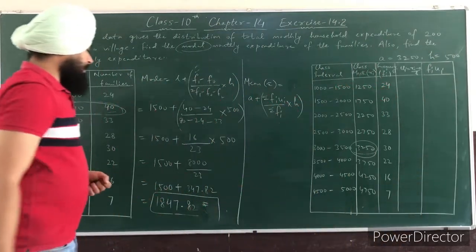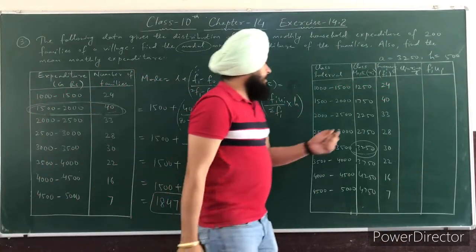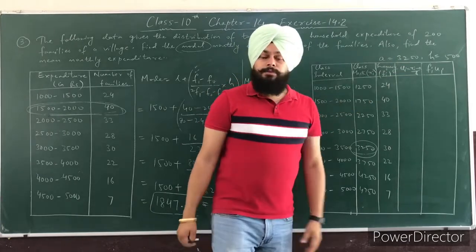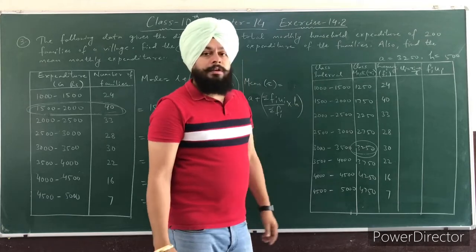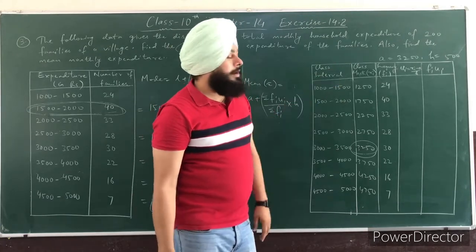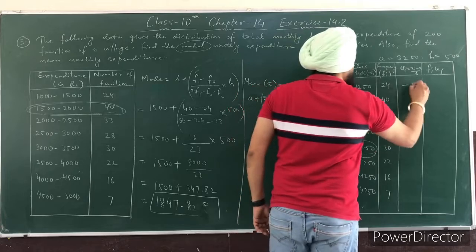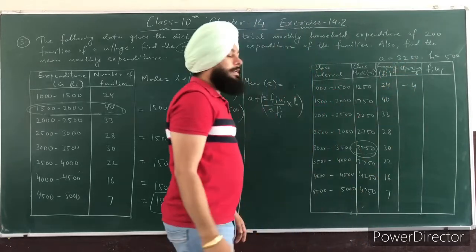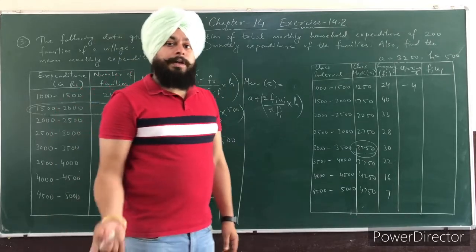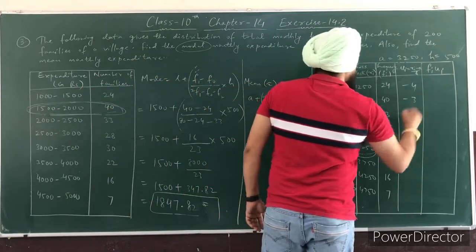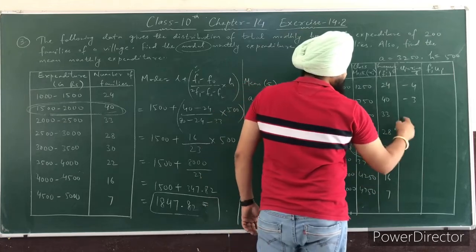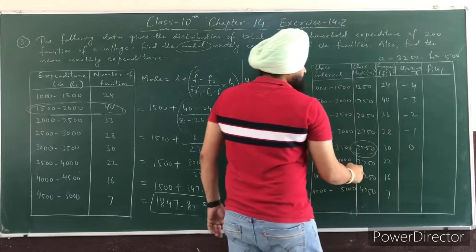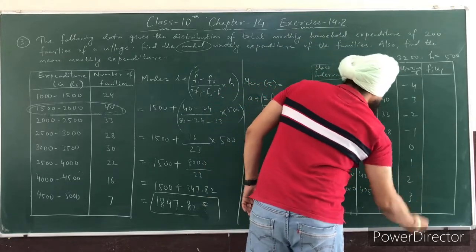Now find the value of ui. ui is xi minus a, divided by h. So 1250 minus 3250, how much? It is minus 2000. Minus 2000 by 500 is minus 4. Next is 1750 minus 3250, minus 1500. Minus 1500 by 500 is minus 3. Similarly, you can find the next values of ui. This is minus 2, this is minus 1, this is 0, this is 1, 2 and 3.